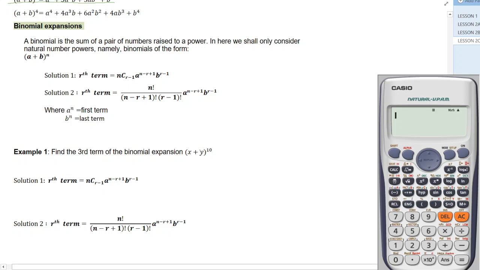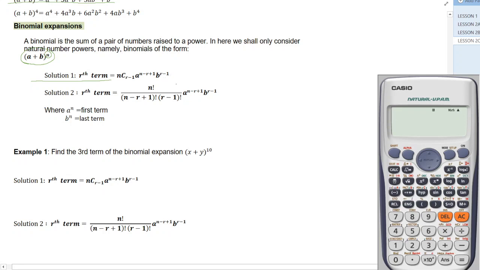For your binomial expansion, it is the sum of a pair of numbers raised to a power. In here, we shall only consider natural number powers, namely binomials of the form a plus b raised to n. So your n there is the power. Okay, so for your solution 1, let us just use this one. So for your rth term, that is n combination of r minus 1 multiplied by the a, your value of a there raised to n minus r plus 1 times b raised to r minus 1.